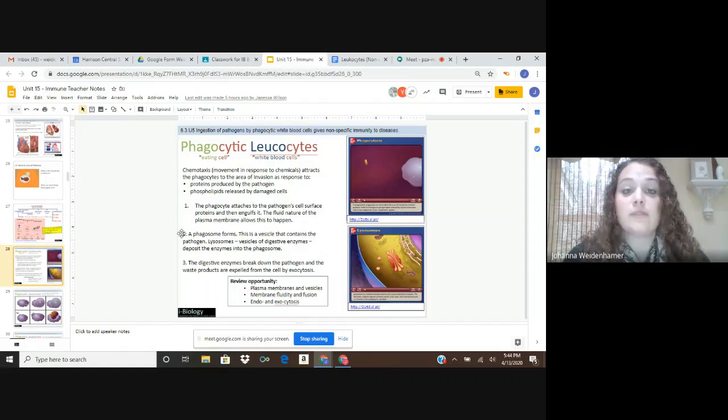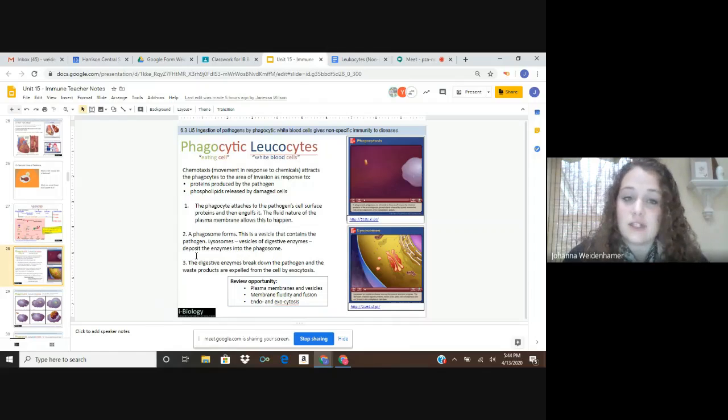Now let's take a look at number 2. A phagosome forms. This is a vesicle that contains the pathogen. Once that phagocyte has engulfed the pathogen, it is now going to be called a phagosome. And lysosomes are also going to come in and play a role. They are also vesicles, but they're going to bring along digestive enzymes.